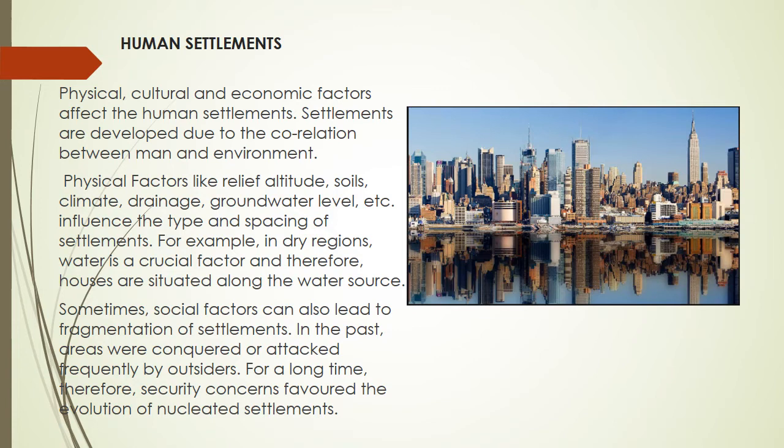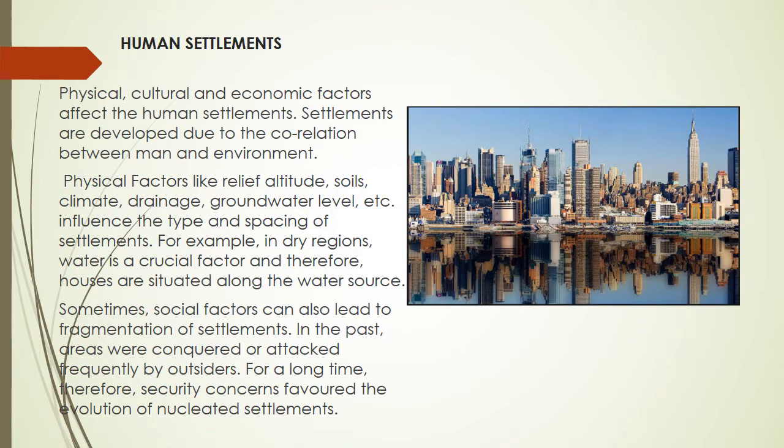Now, what are the physical factors? The physical factors like relief, altitude, soil, climate, drainage, groundwater level, etc. influence the type and spacing of settlement. So all these things come under the physical factors. For example, in a dry region, water is a crucial factor and therefore houses are situated along the water sources. So wherever the water is, the settlement is more, because you need water for your day to day use.